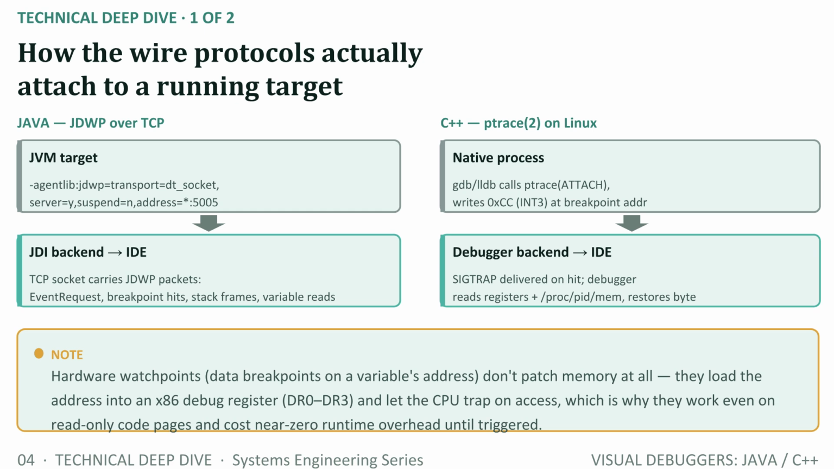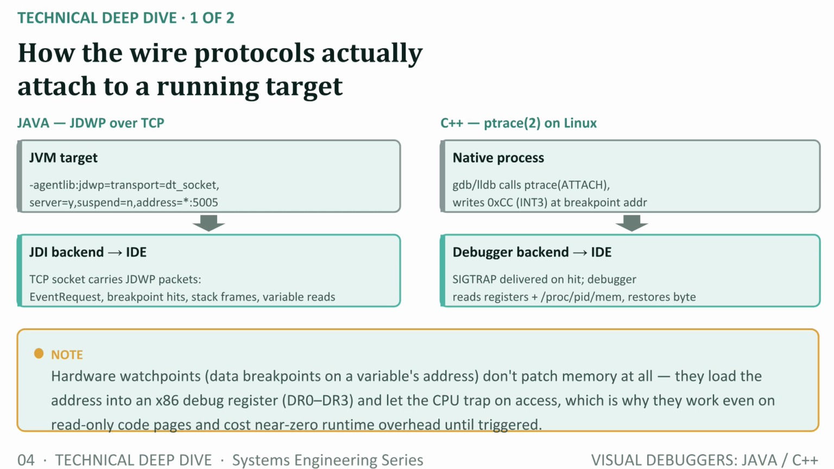On the C++ side, it's a different world. GDB or LLDB calls ptrace with the attach flag to become the process's tracer. Then, to set a breakpoint, it does something almost blunt. It literally overwrites one byte at the target instruction with the value 0xCC, the int3 opcode.